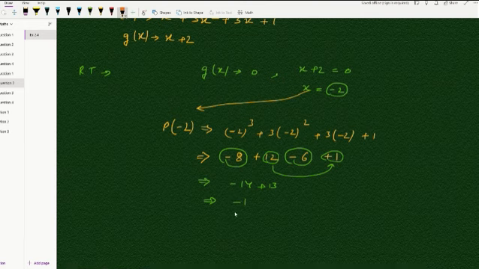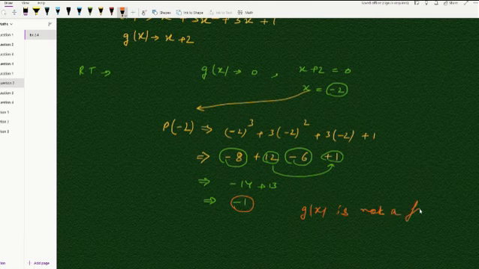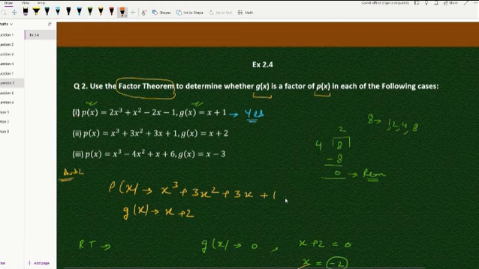Now this is non-zero, this is not 0. It means that in this second case, gx is not a factor of px. So here the result is no. But gx is not a factor of px. So this was the second part.